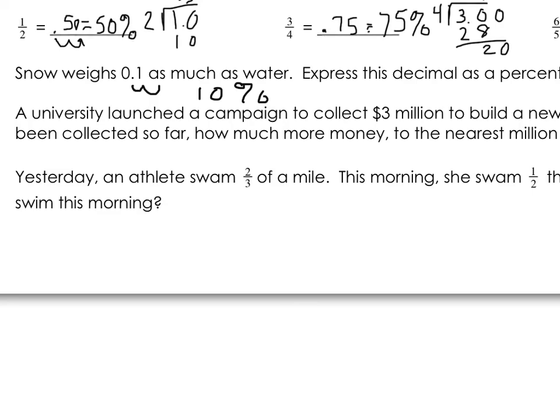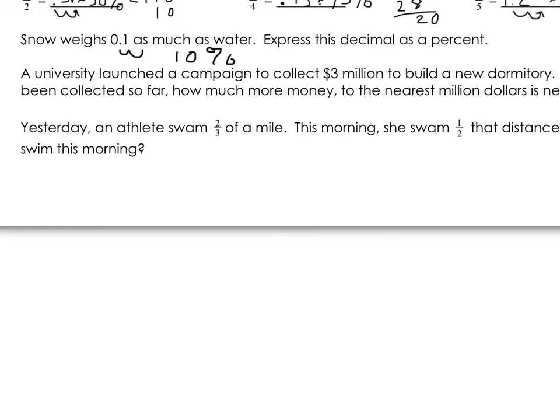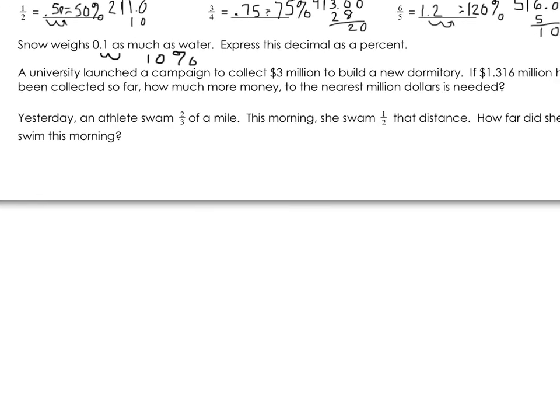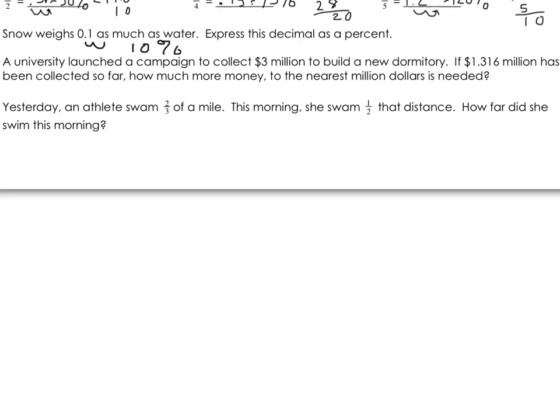A university launched a campaign to collect $3 million to build a new dormitory. If $1.316 million has been collected so far, how much money to the nearest $1 million is needed? Well, we have our $3 million, and we've already collected $1.316 million. We need to subtract to find out how much is left.